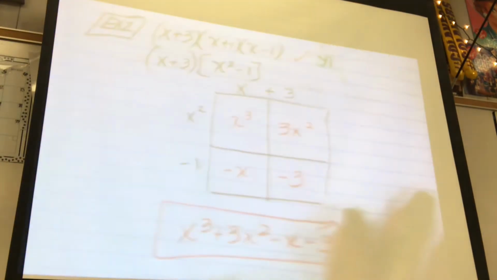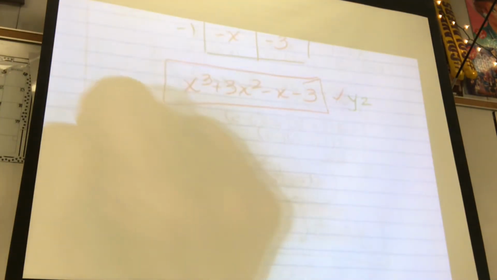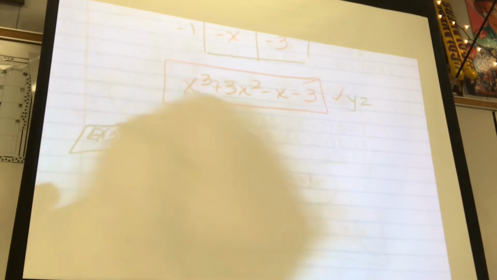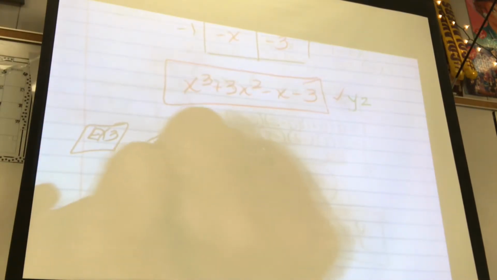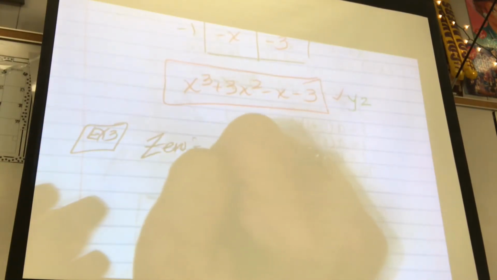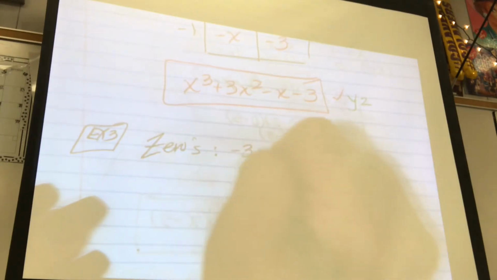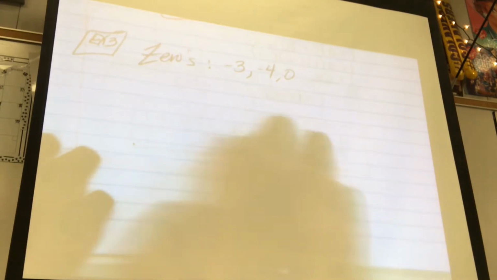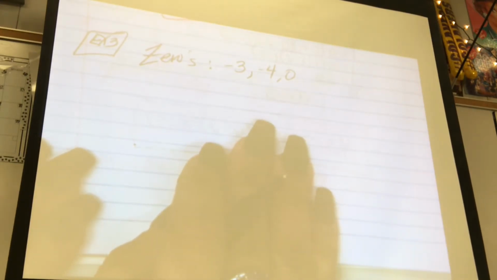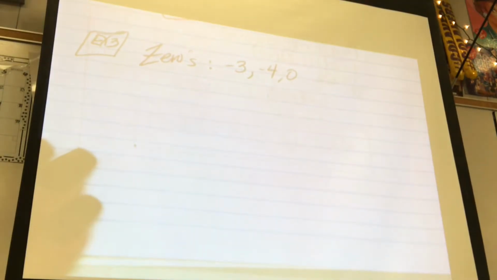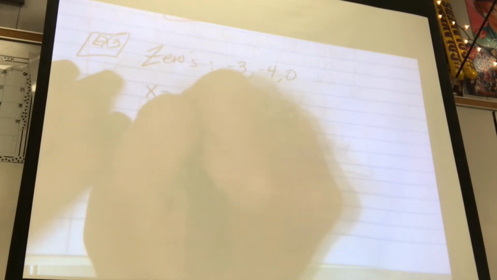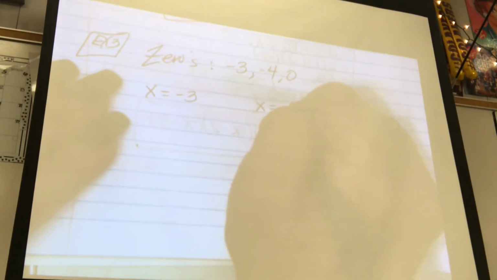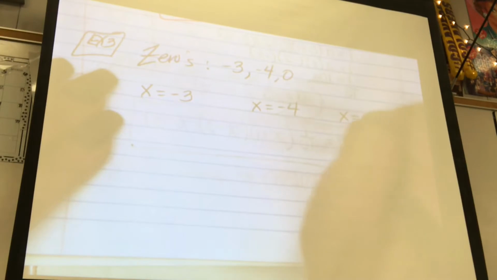All right. Example 3. Let's say this time I tell you my zeros are -3, -4, and 0. No graph. I'm just going to tell you what my zeros are. Do I need to draw it out? No. I already know what my zeros are, but I can now find my binomials. So here we go. x equals -3, x equals -4, x equals 0.